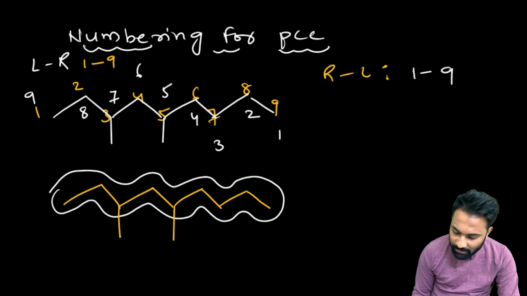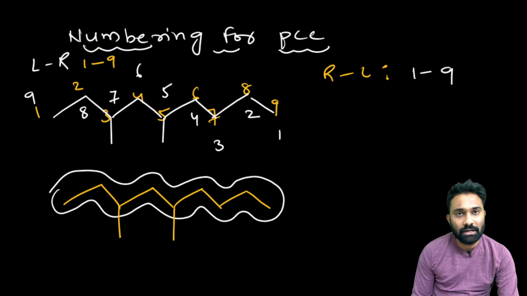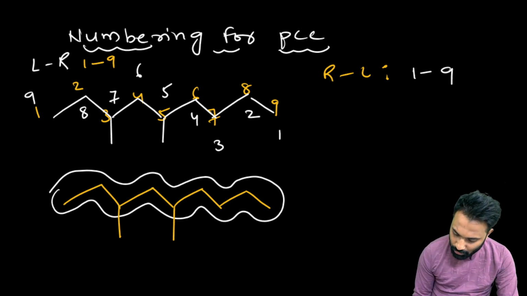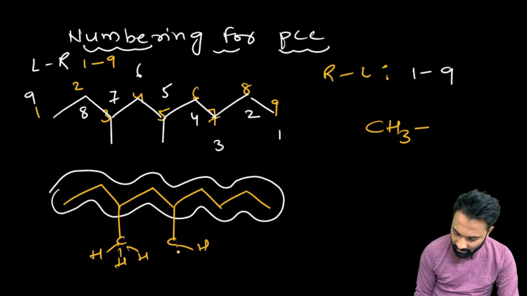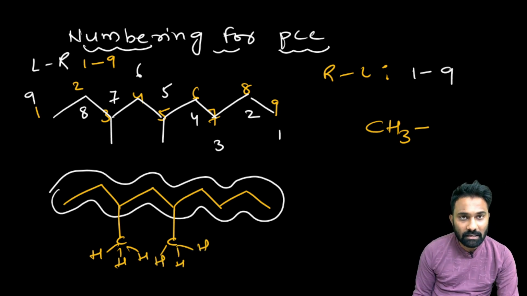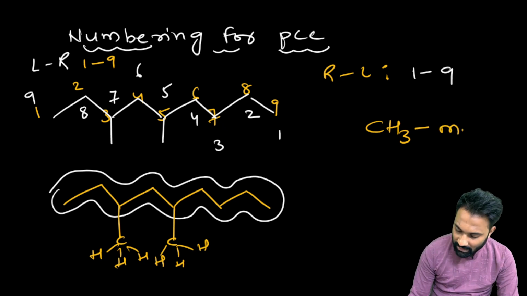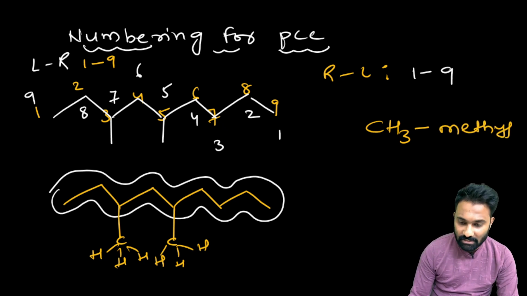Now which substituents are these two? These two are the methyls, right? CH3. Now you can see this is carbon, and here we have the 3 hydrogens. Here the 1 hydrogen, 2 hydrogen, and the 3 hydrogen. Clear? Now these are the methyl groups, means this is methyl, right? So these two are the methyl substituents.